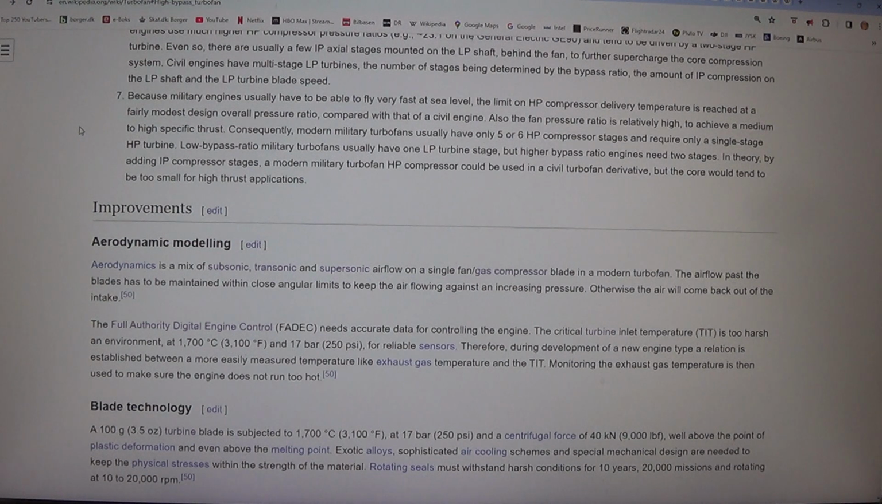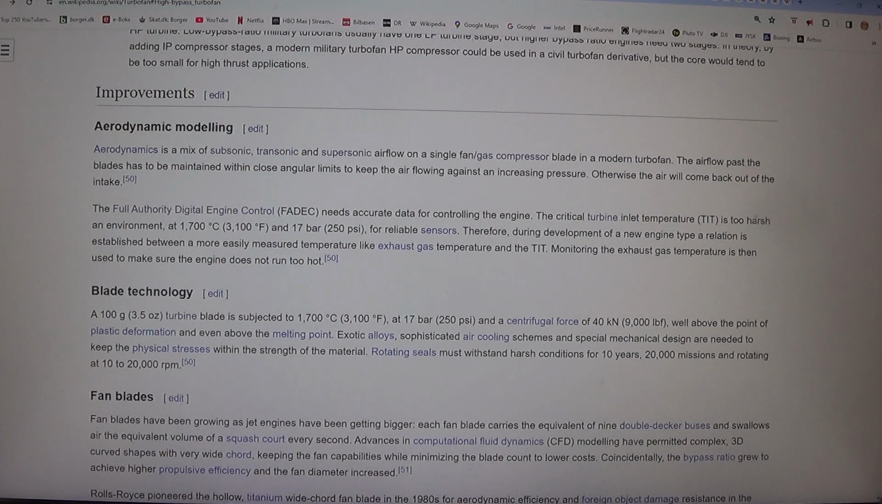Improvements. Aerodynamic modeling. Aerodynamics is a mix of subsonic, transonic and supersonic airflow on a single fan/gas compressor blade in a modern turbofan. The airflow past the blades has to be maintained within close angular limits to keep the air flowing against an increasing pressure. Otherwise the air will come back out of the intake.